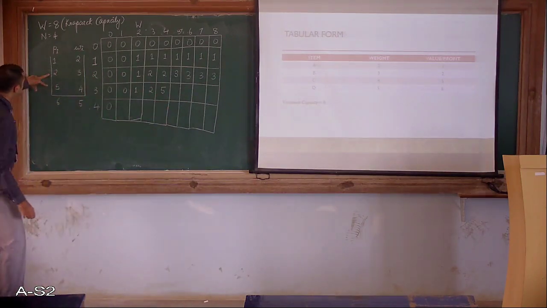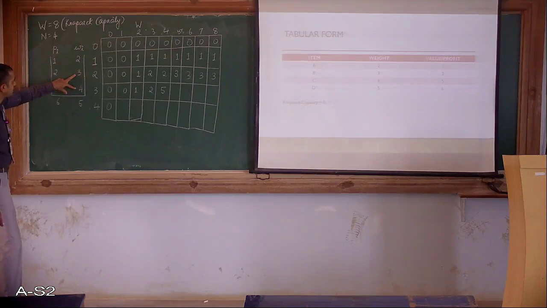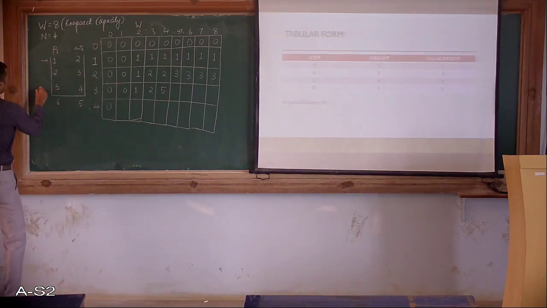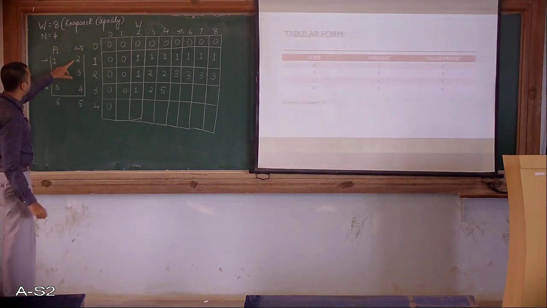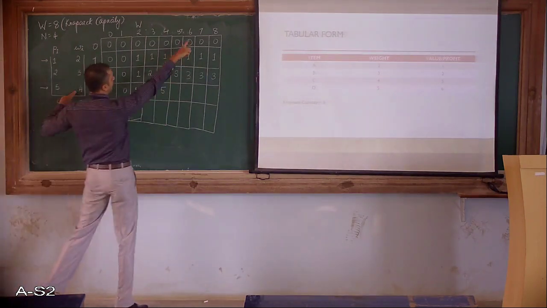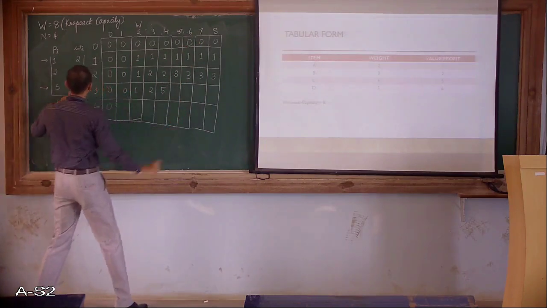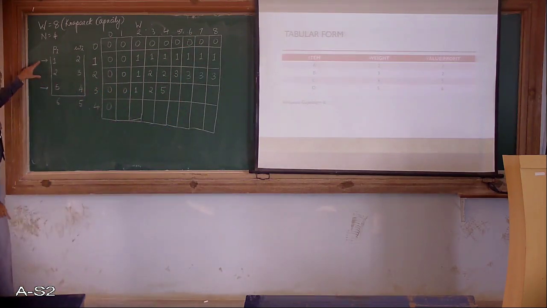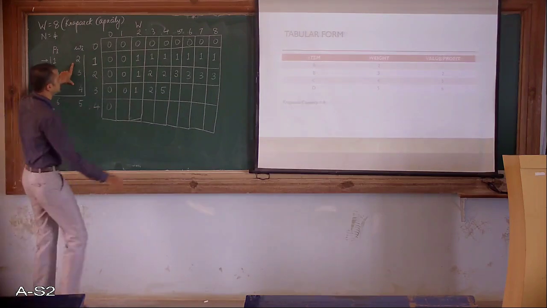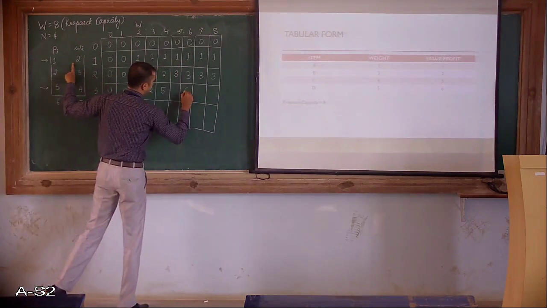Can I add these 2 objects? 4 plus 3 or 4 plus 2. Can I add the first object and the third object? What will be the total weight? 4 plus 2, 6. Yes, I have knapsack capacity 6. So first object and third object. What is the total price or value associated with these 2 objects? 5 plus 1, 6. So knapsack capacity 6, value will be 6.